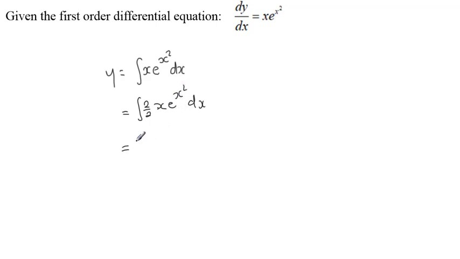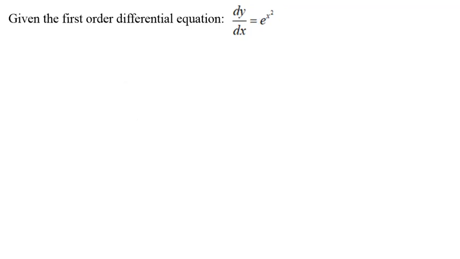Then taking out the half, we're left with 2x as the derivative of the argument of e to the power x squared dx. And then integrating here, we know that this is going to come out as e to the power x squared over 2 plus c. So now we have solved this differential equation using analytic methods, and if we want, we can find a particular solution and determine our c.